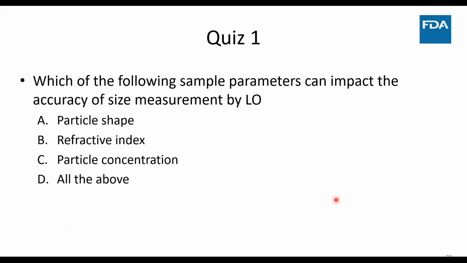So I think I've been talking for the last 30 minutes. Let's take a quick quiz here and see if we are all following the things we're talking about here. Which of the following sample parameters can impact the accuracy of size measurement by light obscuration? Please put your answers in the chat. Let me see if I can see the chat here.